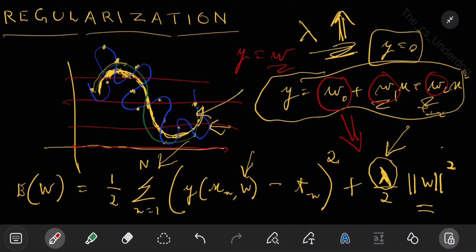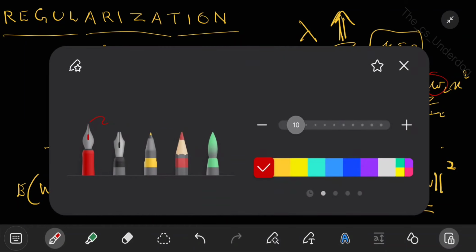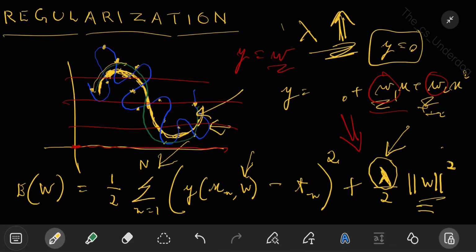Otherwise, what will happen? Your W0 will decide where your line should meet the y-axis. So this will become a limitation. For that reason, normally in the regularization term, you would not add this W0 term. You will only add the remaining W's, right? In the regularization term, I'm saying, that is in this term. So this is the equation.